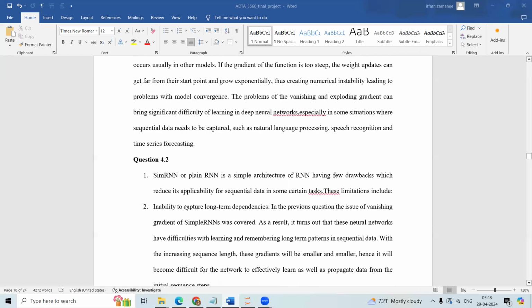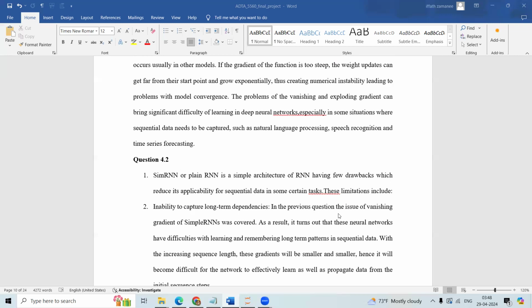Coming to question number 2 in part 4, about the limitations of the simple RNN neural network. Simple RNN or plain RNN is a simple architecture of RNN having a few drawbacks which reduce its applicability to sequence data in certain tasks. These limitations include inability to capture long-term dependencies.